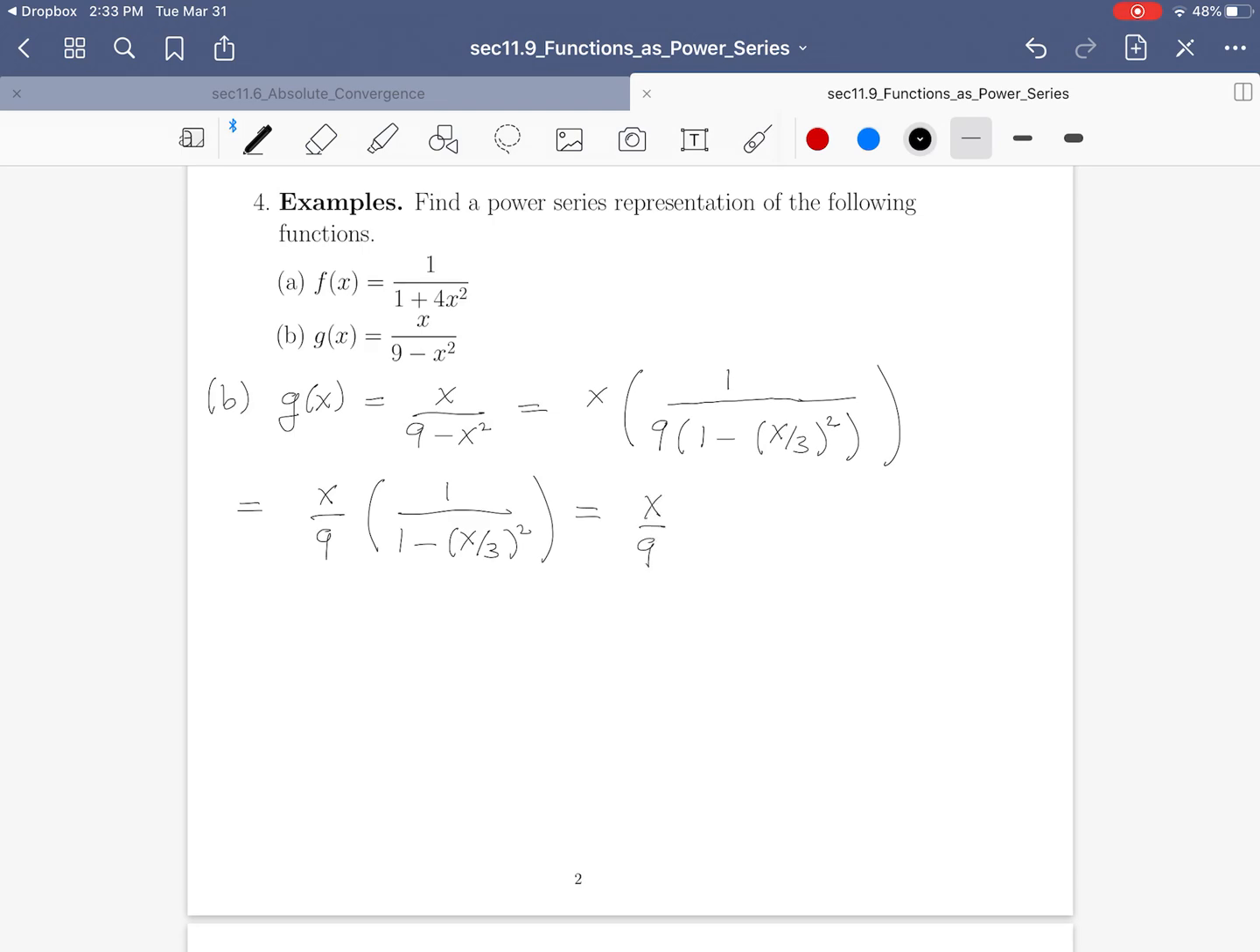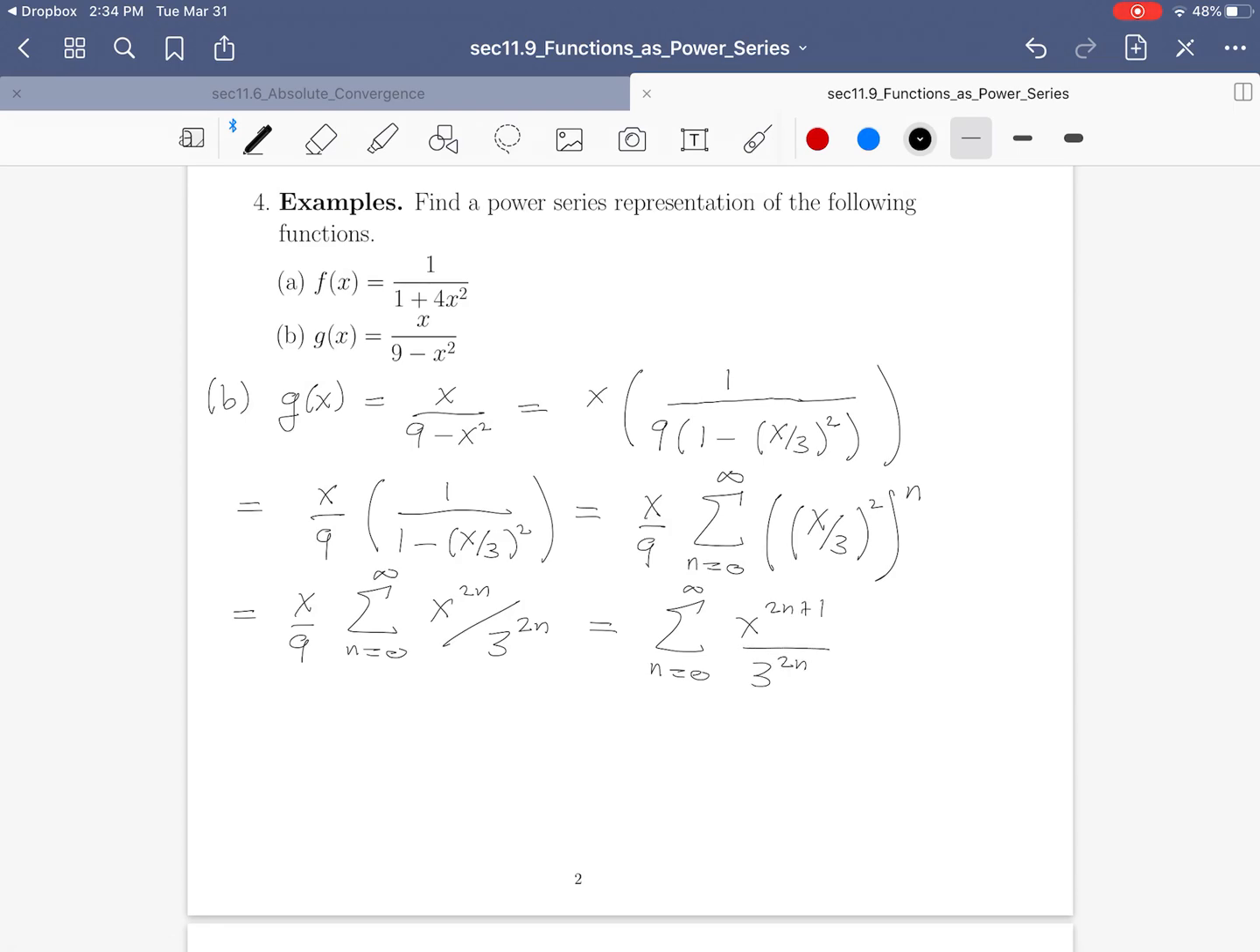And now again, I recognize that the term in brackets is of the form 1 divided by 1 minus something squared. So then I can write this as the sum from n equals 0 to infinity of what that something is. So that's (x over 3) squared raised to the power n. So this is x divided by 9 times the sum from n equals 0 to infinity of x to the 2n divided by 3 to the 2n. And let's write this as the sum from n equals 0 to infinity of x to the 2n plus 1 divided by 3 to the 2n plus 2. So all I did there in the final step is that I just brought the x and the 9 inside and wrote 9 as 3 squared.